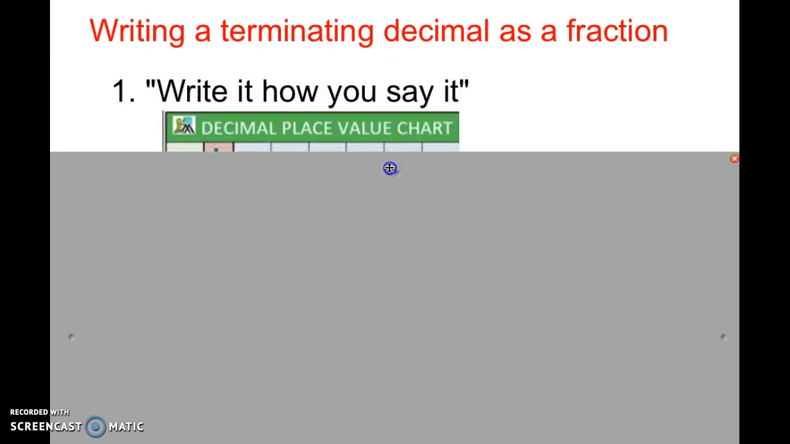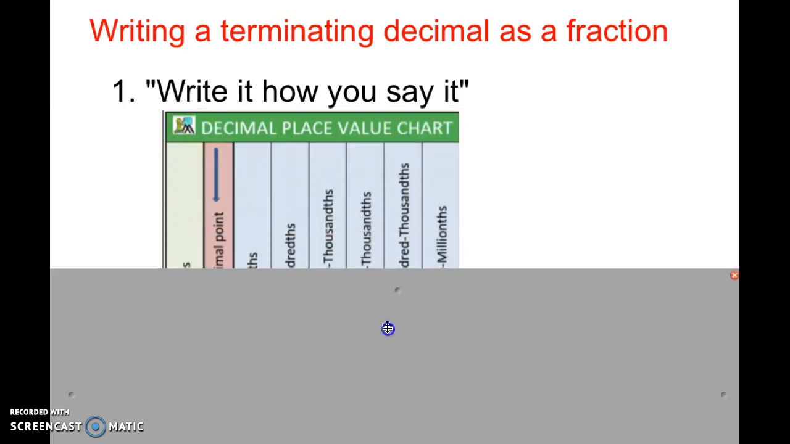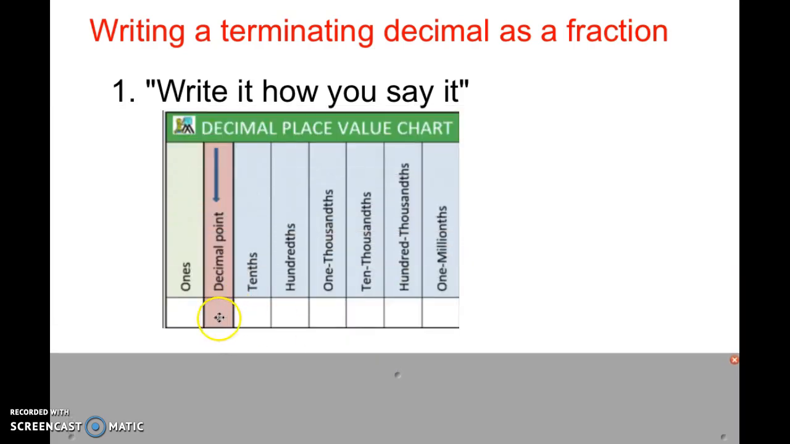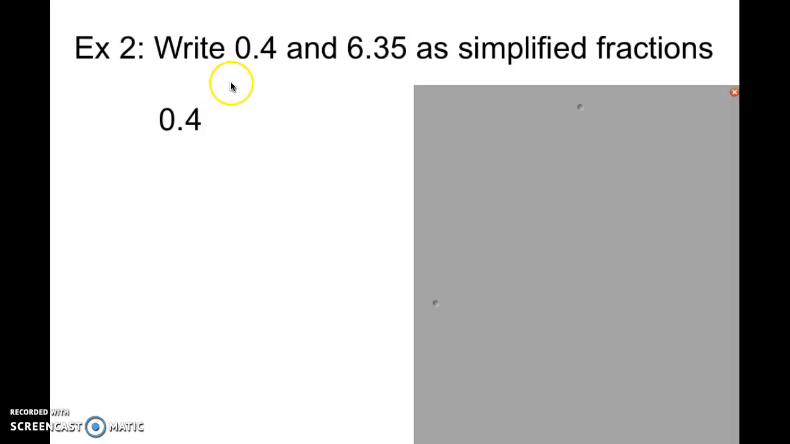For our steps, you first write the decimal how you say it. This deals with place value. So remember, after your decimal, you have tenths, hundredths, thousandths, ten-thousandths, hundred-thousandths, millionths. We'll hang out in these tenths, hundredths, thousandths places here. After you write it how you say it, you simplify. For example, we're going to write 4 tenths and 6 and 35 hundredths as simplified fractions.